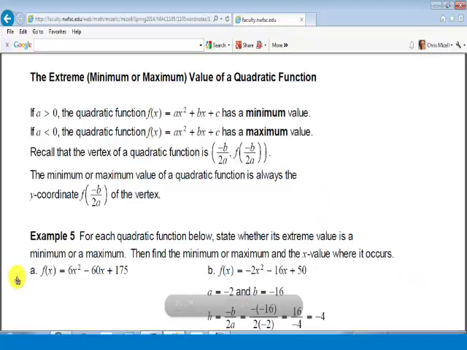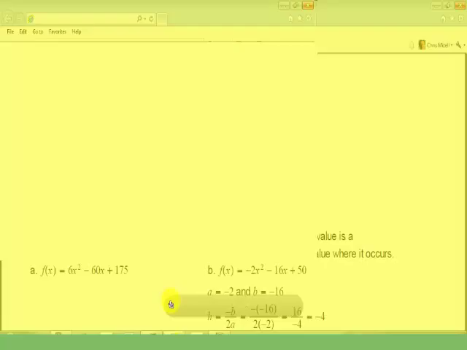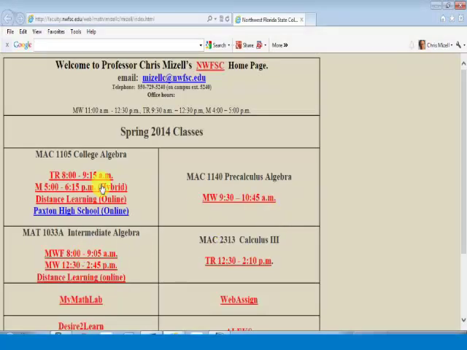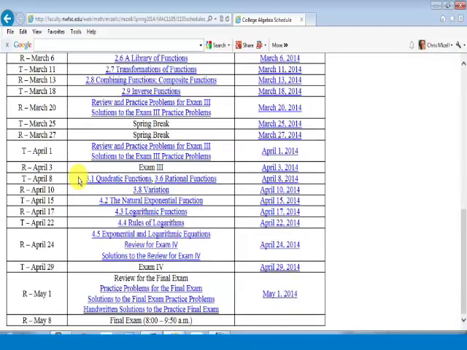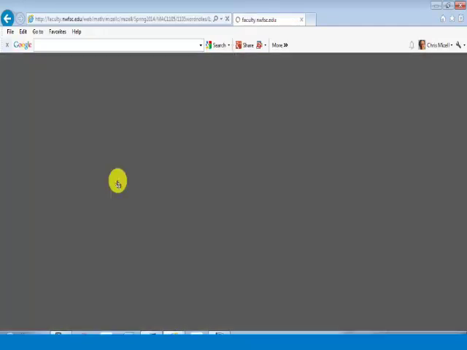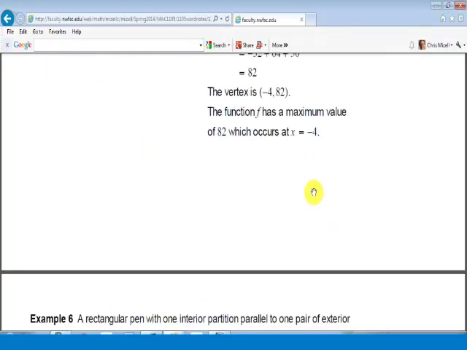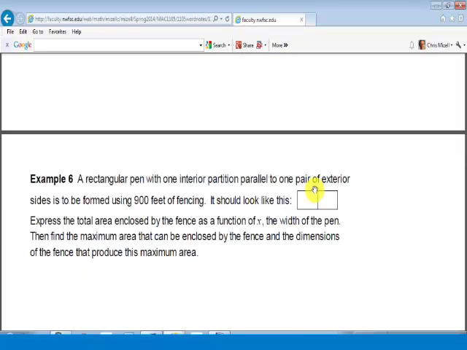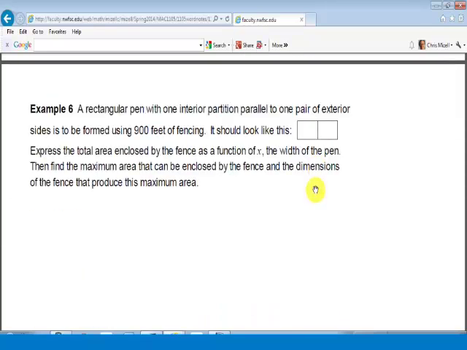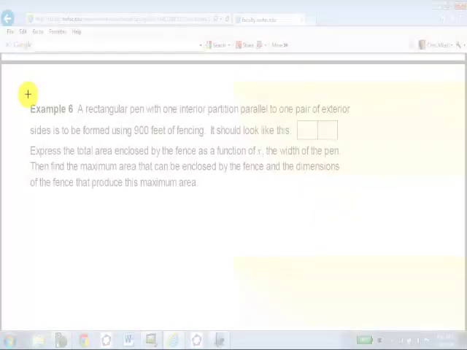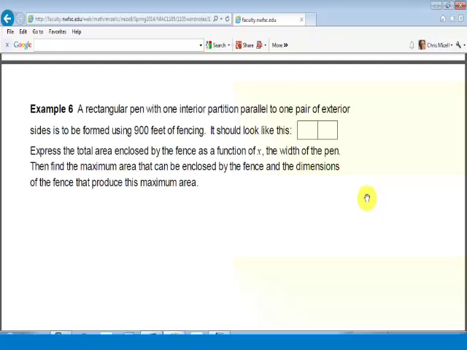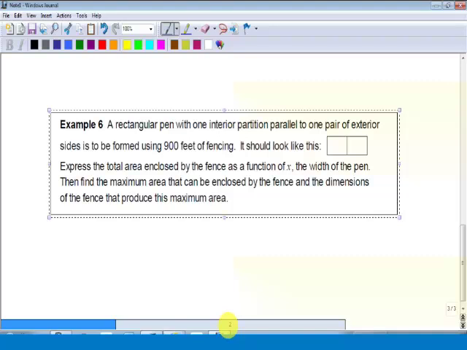Actually, I'm going to skip an example. I'm going to skip example 5, finding the maximum value or minimum value of a quadratic function, because this application really kind of covers that topic.